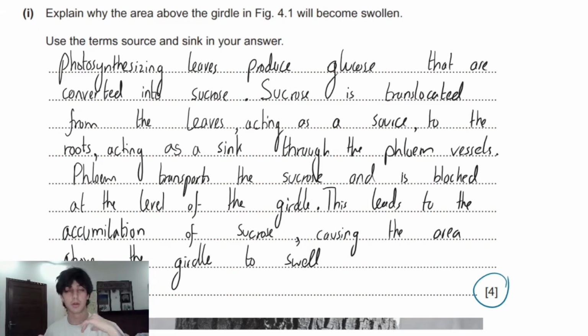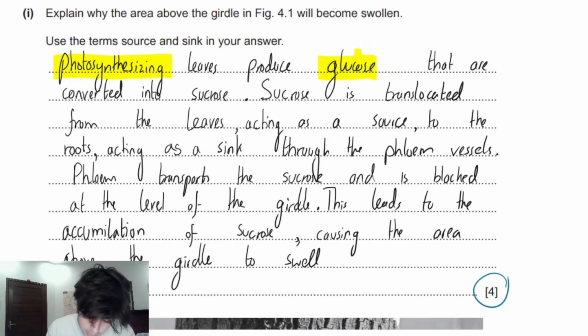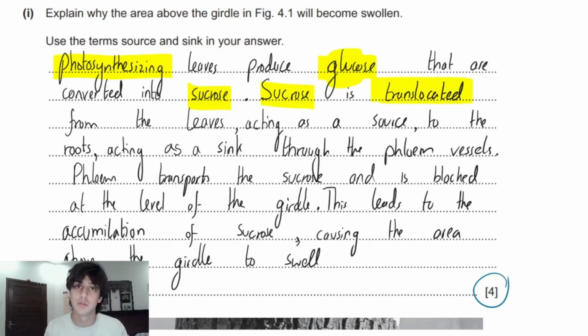Okay, so over here we can see that the answer is going to consist of number 1. We're going to have photosynthesizing leaves that produce glucose, obviously, because carbon dioxide and water mix, they form glucose and oxygen. And then this glucose is actually converted into sucrose. Now you can think of it like this. Glucose is like the simple sugar, okay? We need to convert it into a form that can be transported. That is sucrose. Okay. Now sucrose is translocated. Very important word, translocation. Please don't miss this out.